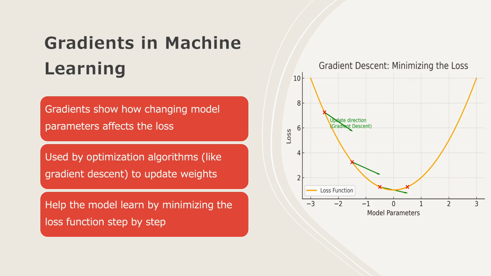loss. Step by step, the model moves downhill on the loss curve toward the lowest point. That's where performance improves and learning happens. In short, gradients are what allow machine learning models to learn from their mistakes.